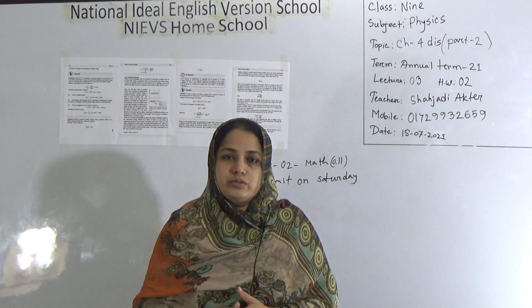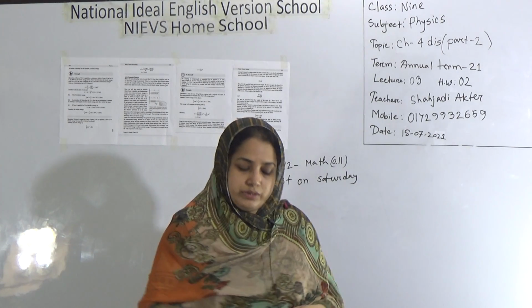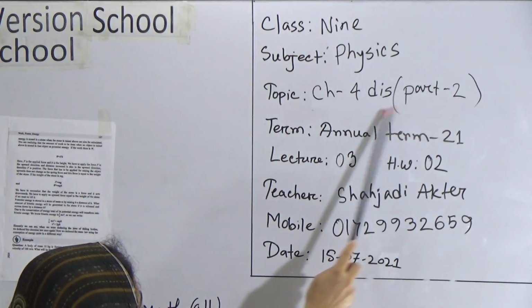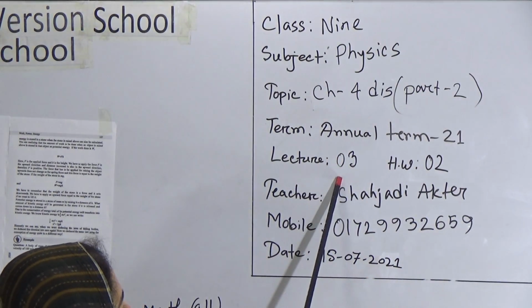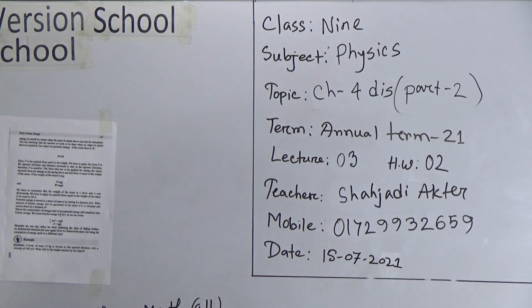Today, I am going to take a physics class for class 9 students. My dear students, our today's topic is chapter 4, discussion, part 2, our today's lecture number 3 and SW number 2. So, let's start our class. This is chapter 4, work, power and energy.